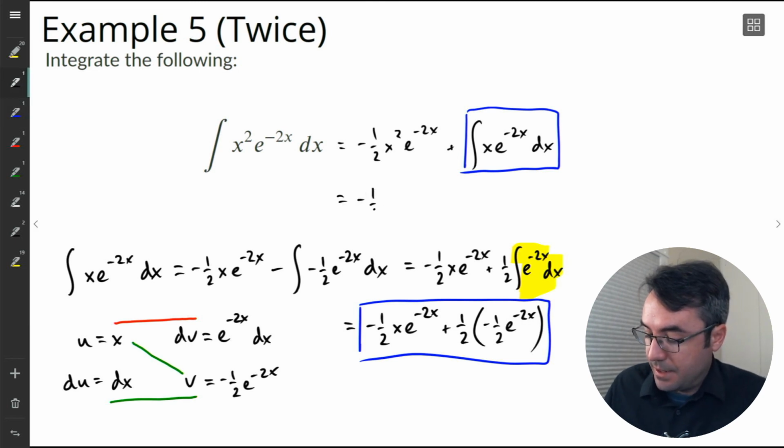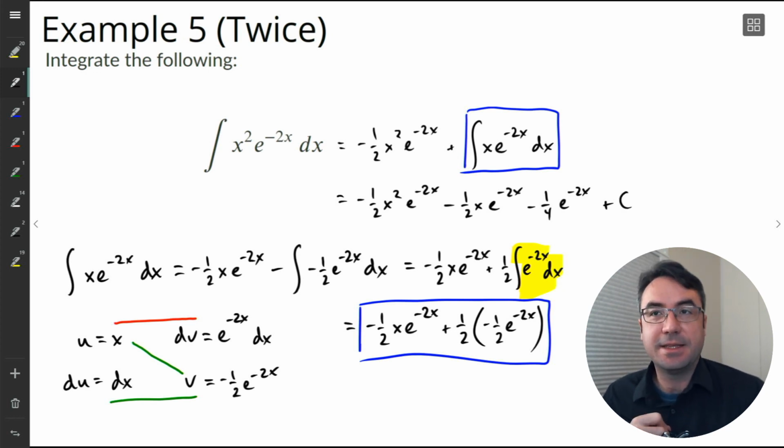So we end up with negative 1/2 x squared e to the negative 2x minus 1/2 x e to the negative 2x minus 1/4 e to the negative 2x. And we'll put our plus C constant at the end there. And there we go. There's our answer.